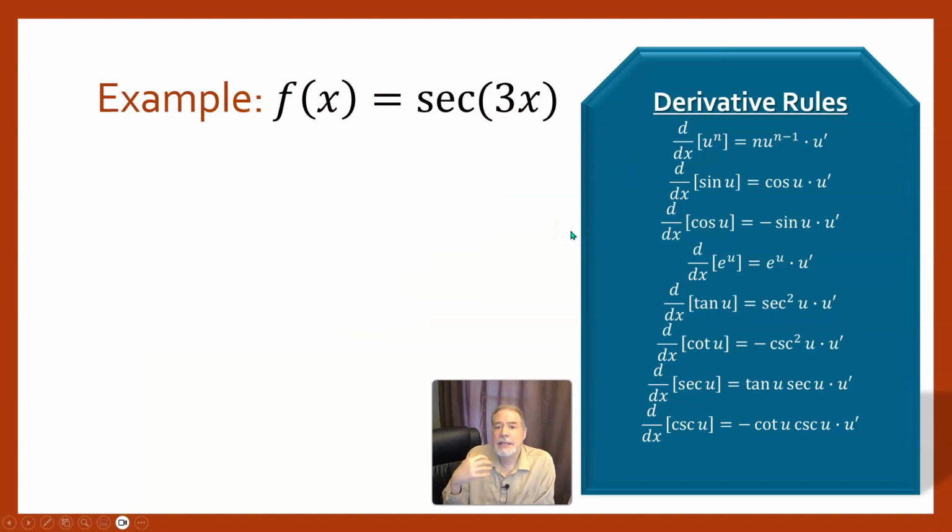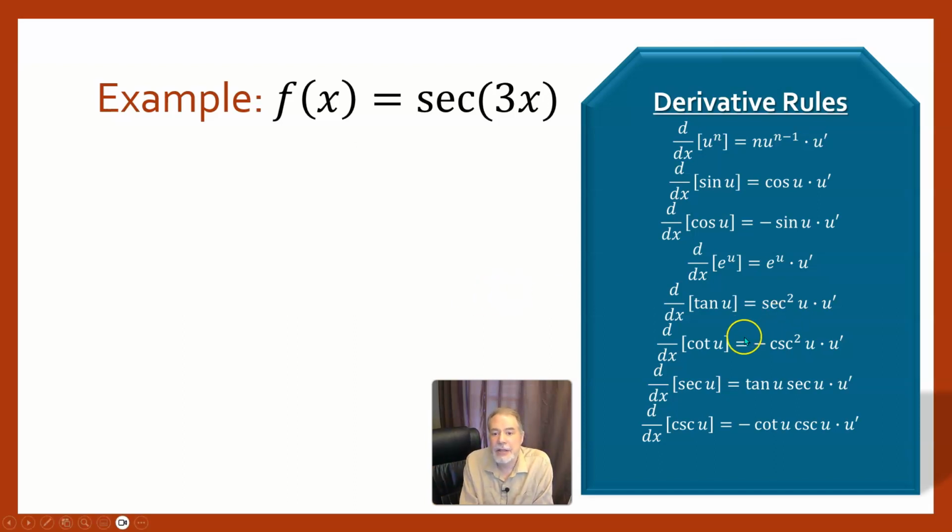So now let's look at some examples of the chain rule in action. Suppose we want the derivative of the function secant of 3x. Whenever you have a function where, if there were just an x in that function, you would know what to do with it, you would have a rule that applies. But instead of an x, you have something a little more complicated, like in this case, 3x. That's when you bring in the chain rule. The derivative of just plain secant of x would be tangent x times secant x.